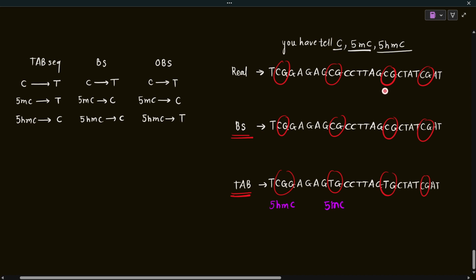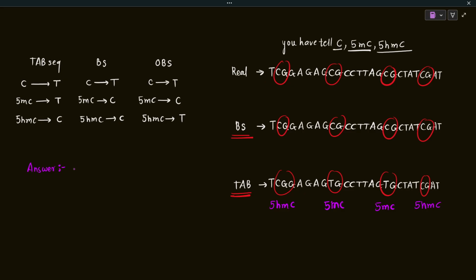Let's go on to the third CpG dinucleotide. Here you can see it doesn't get deaminated in bisulfite sequencing, but it gets deaminated in TAB sequencing. So this is also a 5-methyl cytosine. And here you can see the last cytosine in the CpG dinucleotide. Here it does not get deaminated, and even in TAB sequencing it does not get deaminated. This means this is 5-hydroxymethyl cytosine.